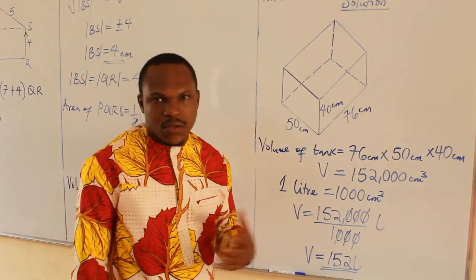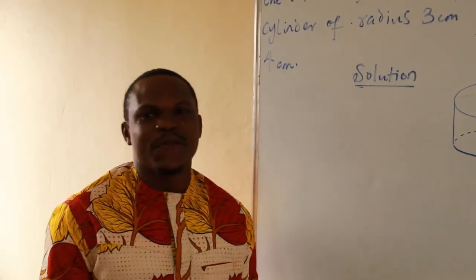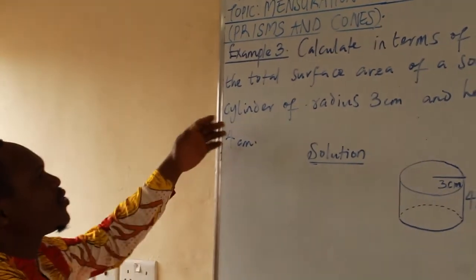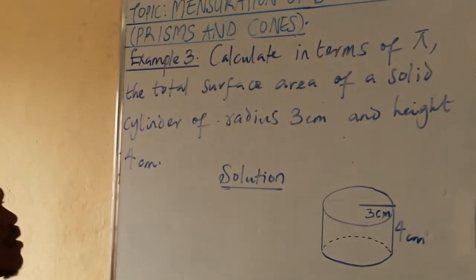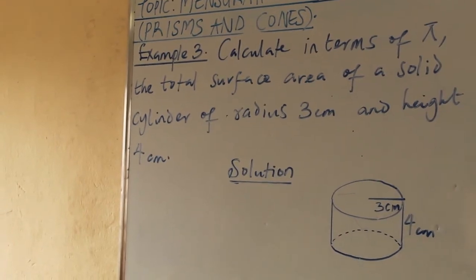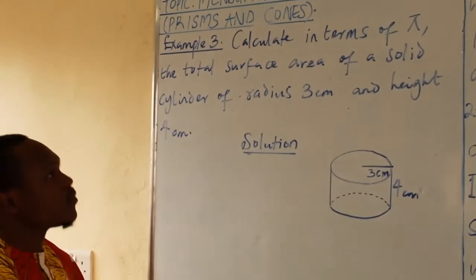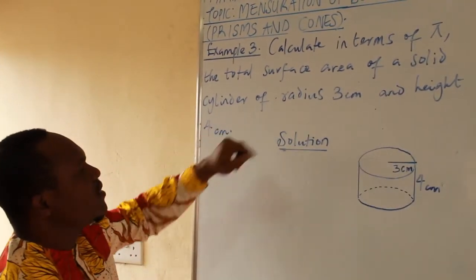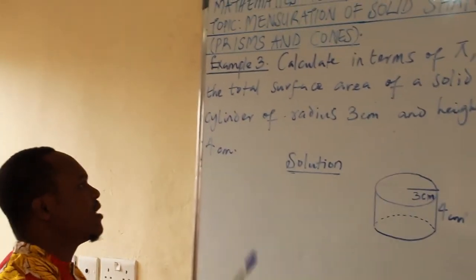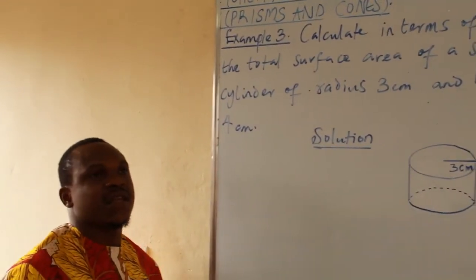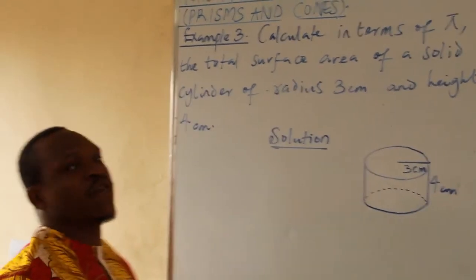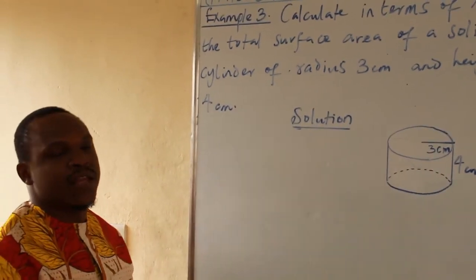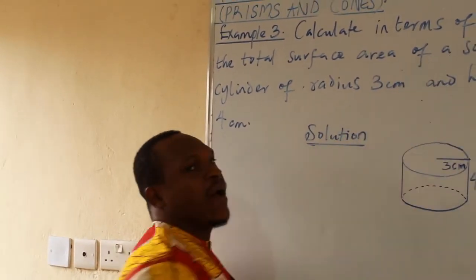Now moving on to example 3. Calculate in terms of pi the total surface area of a solid cylinder of radius 3 centimeters and height 4 centimeters. Now you have to take cognizance of the fact that the question says in terms of pi. So you are not expected to use the value 22/7 or 3.142 to replace pi.